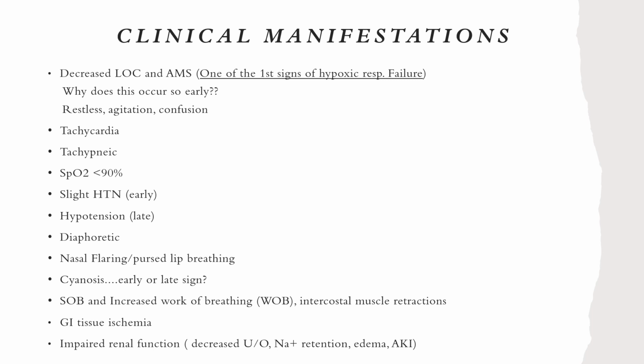Do you think our GI tract is going to be oxygenated with the blood moving through? No, it didn't receive that gas exchange. So we're going to probably have some GI tissue ischemia for sure. That can lead to a paralytic ileus, GI bleeding, ulcers. And then also the same thought with our renal system, right? So we're going to have impaired renal function, decreased urine output, edema, leading to acute kidney injury for sure.